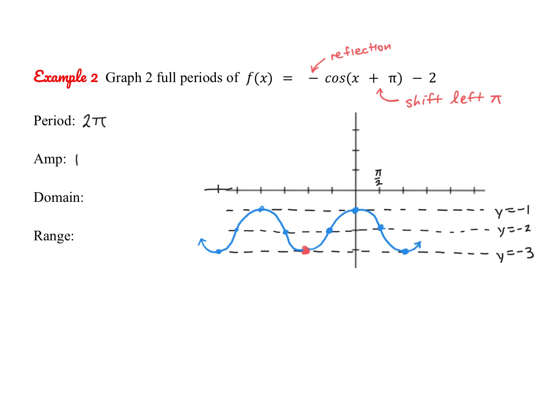So for our domain, of course, it's going to be all real numbers. There are no domain restrictions for sine and cosine, so it's always going to be all real numbers. And we can see that our range is from -3 to -1.